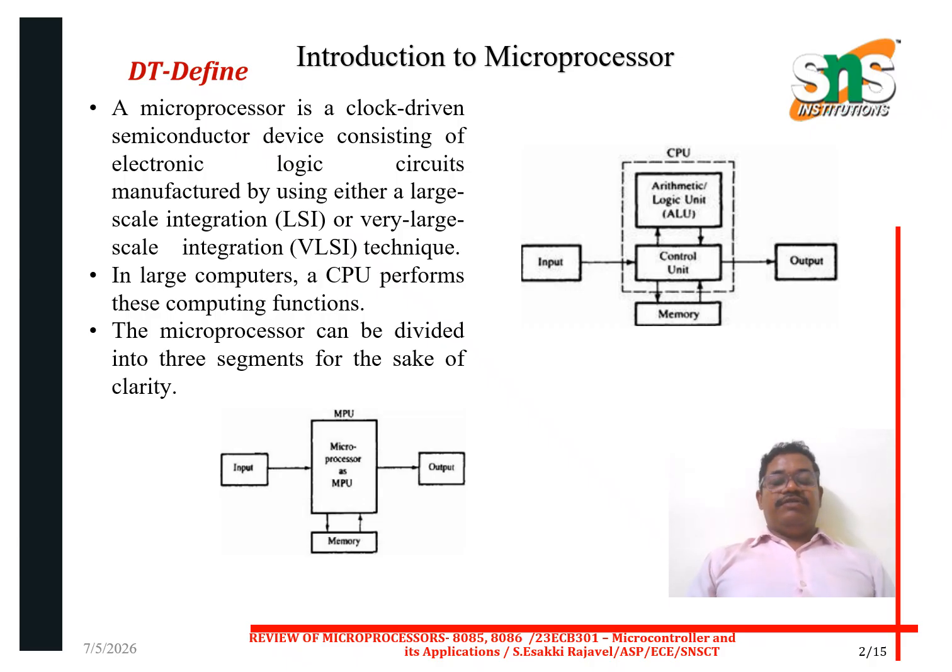Arithmetic unit performs addition, subtraction, multiplication, division, and the logical unit performs logical operations of AND, OR, NAND, NOR gate. So normally a microprocessor is a clock-driven semiconducting device consisting of electronic logic circuits. It can be manufactured by either large-scale integration or very large-scale integration technique. In large computers, the CPU performs computer operations. This can be divided into three segments: one is the ALU unit, the memory unit, and another the control unit.